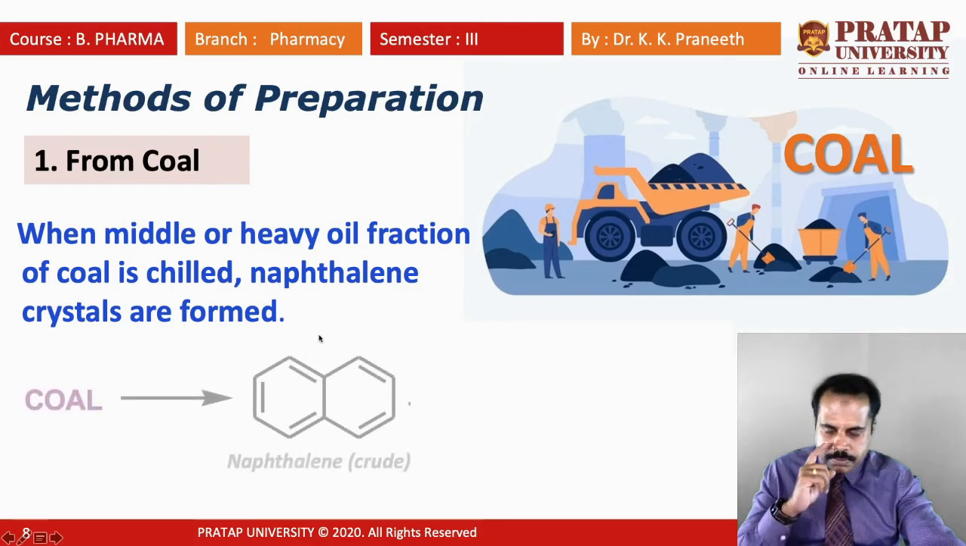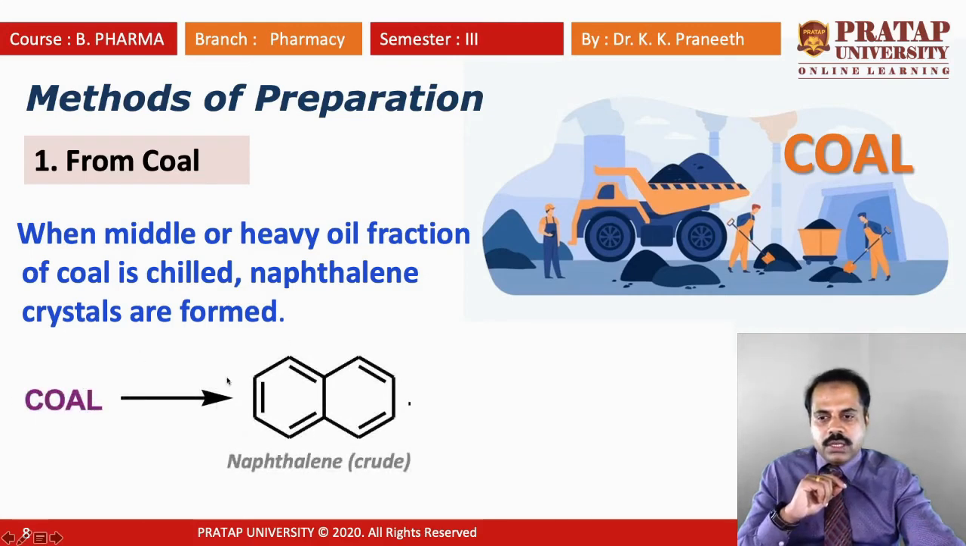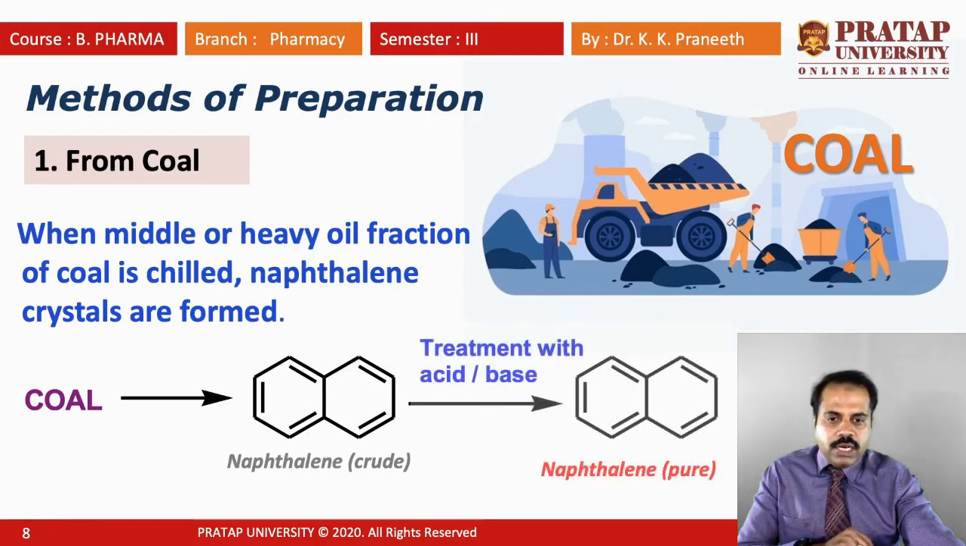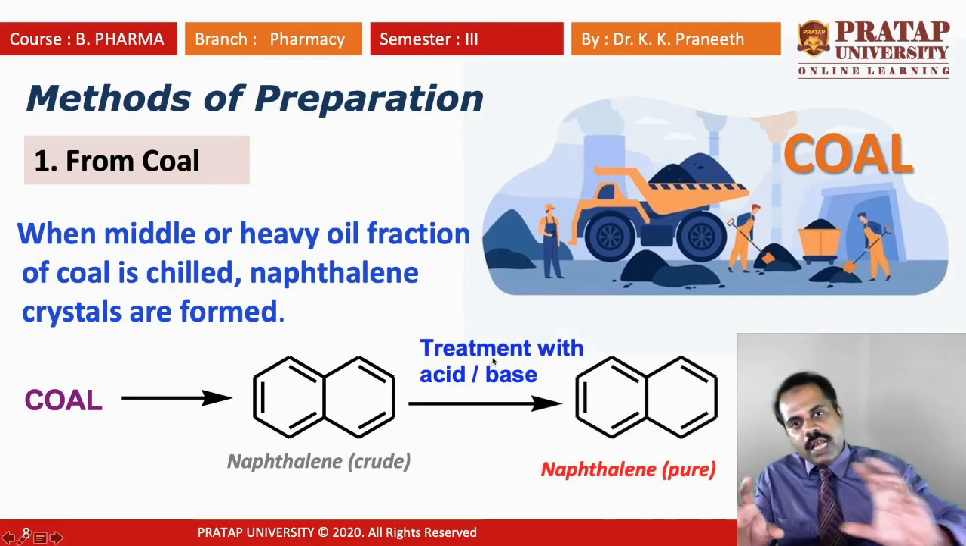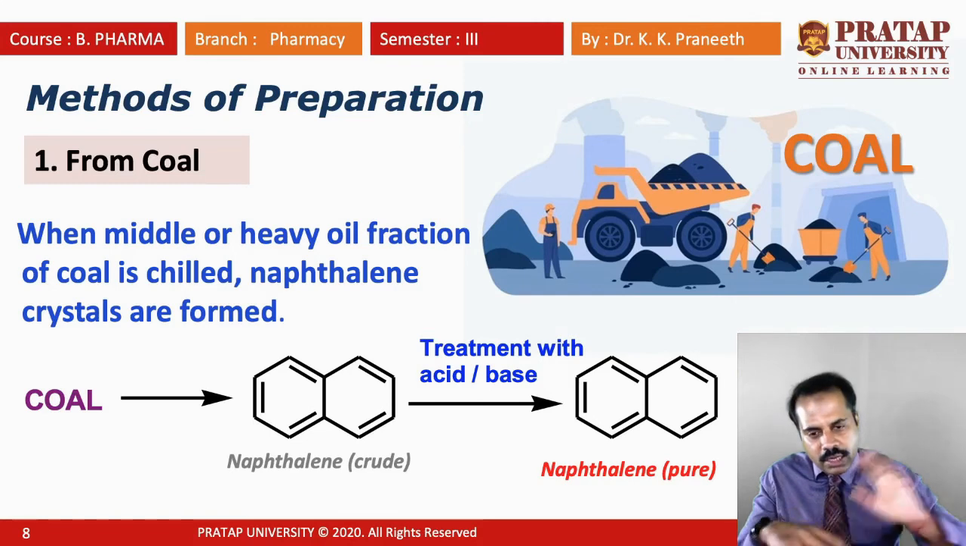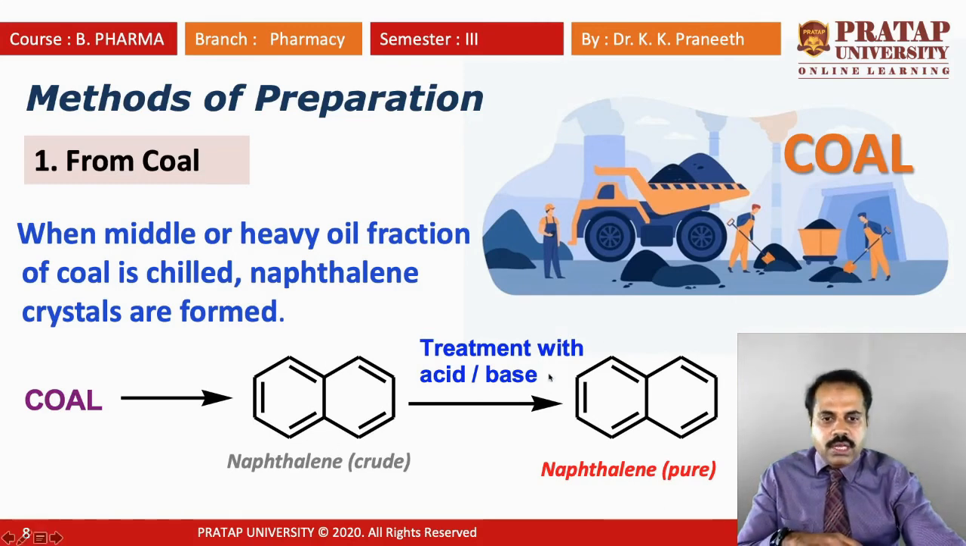How? It is shown here. So coal, okay. You will get the heavy oil fraction. If you chill that fraction, you will get some crude naphthalene. Meaning, naphthalene is not very pure at this stage. After that, we can treat with acid and base. First, we treat with acid to remove the basic impurity, and then treat with base to remove the acidic impurity. Finally, you will get pure naphthalene. So this is how you can get naphthalene from coal. You can see here this picture showing the process. This is how you can get it from natural resources like coal.